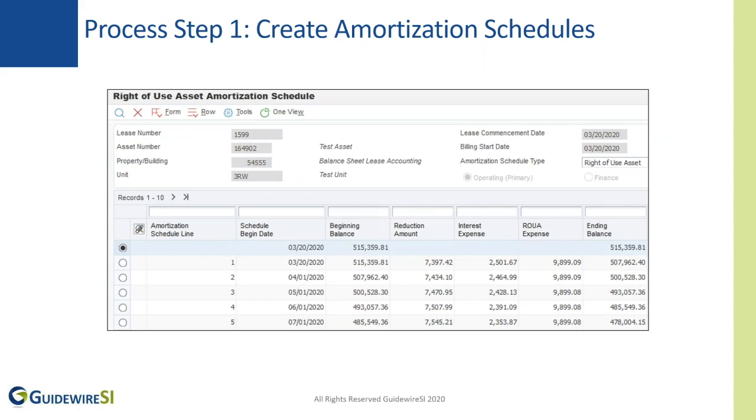This next slide shows an example of the right-of-use asset amortization schedule. The beginning balance is calculated the same as the beginning balance for the lease liability schedule, except it may take into account the manual payments that were made before the life of the lease began.